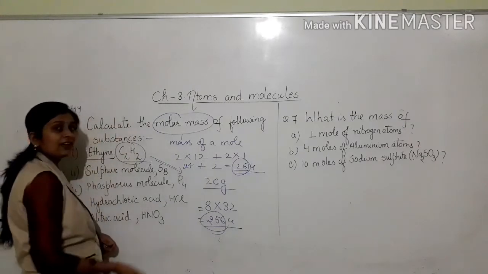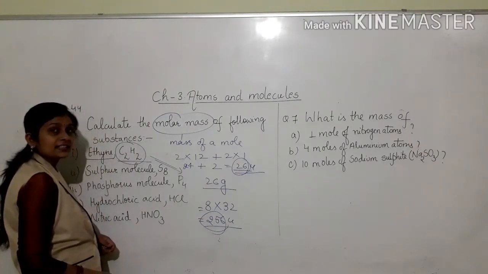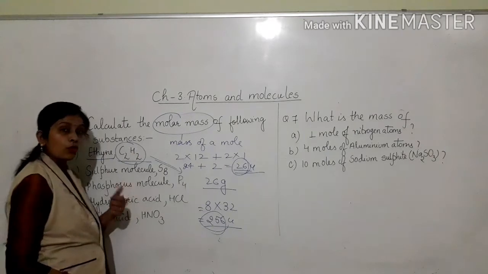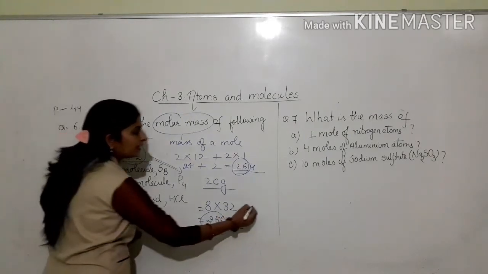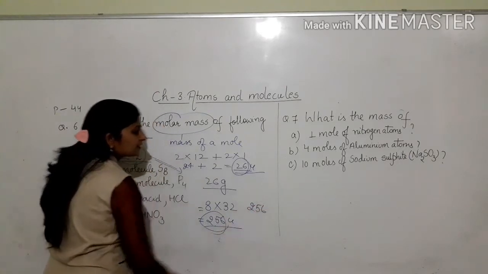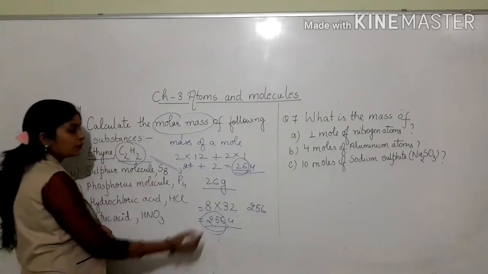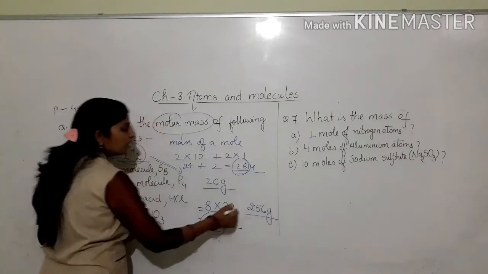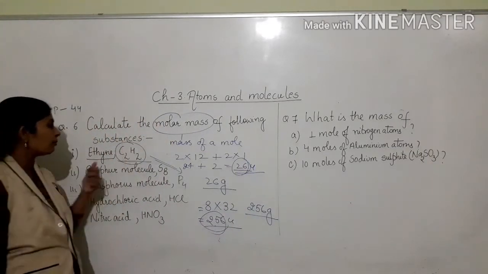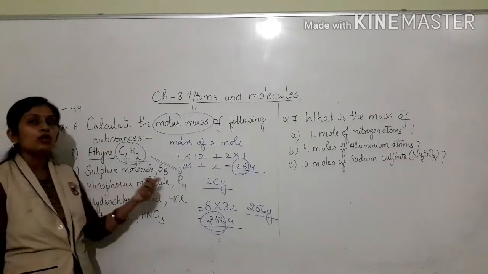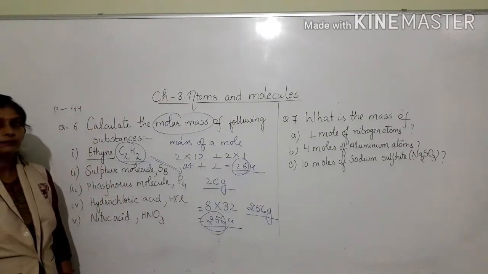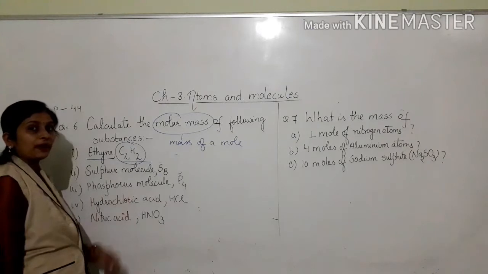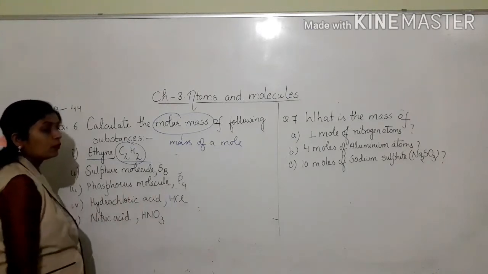Its numerical value is 256. Its molar mass will also have the same numerical value, that is 256. But in place of U, we will write unit G. So what is the molar mass of sulfur molecules S8? That is 256 gram.